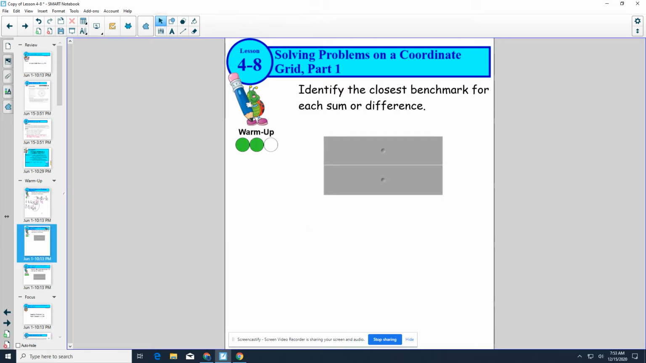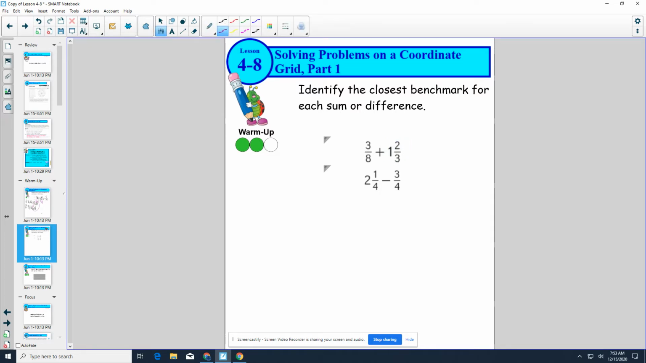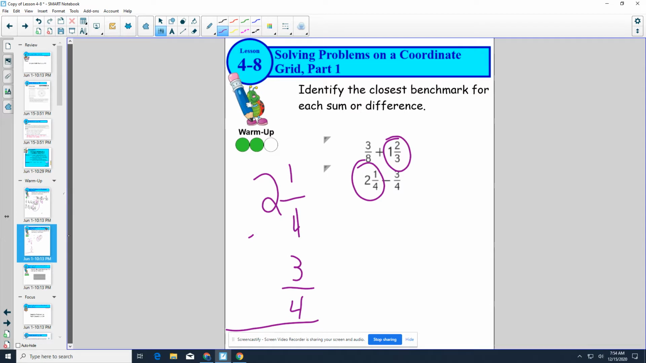All right, same strategy here. So you can solve these on paper, see what you get. So with these, you can convert them to an improper fraction. Sometimes it's easier to do it that way, or you could simply borrow. So let's do 2 1/4 subtract 3/4, because that might be one that's tricky for a lot of people, or you may have forgotten if you haven't done those in a while.